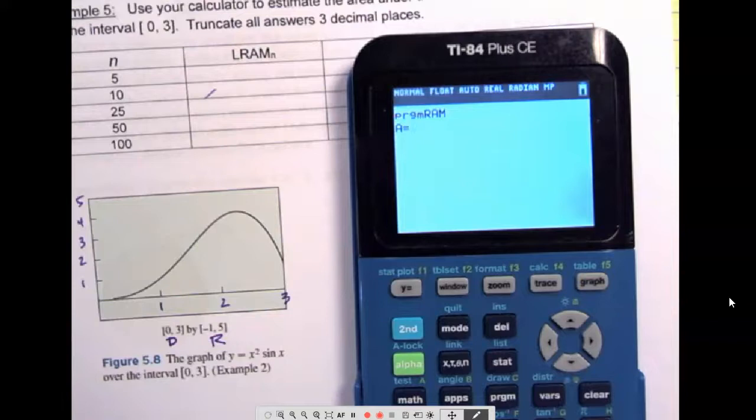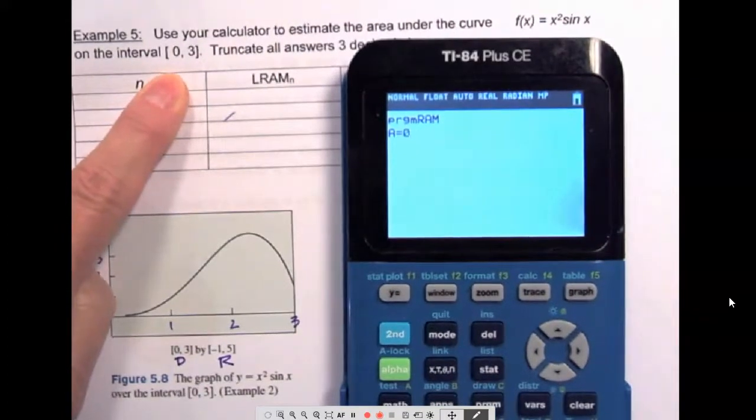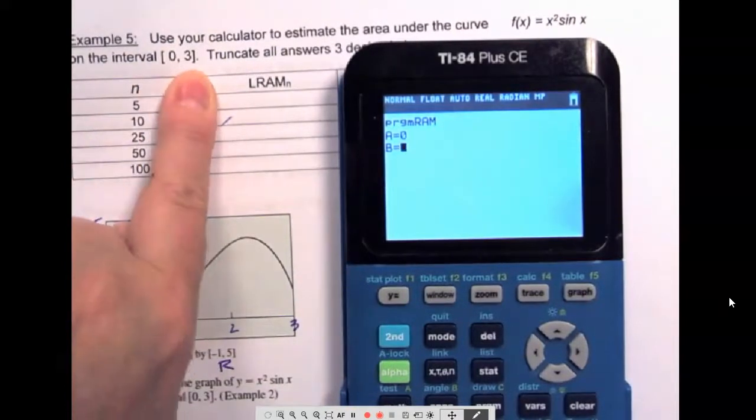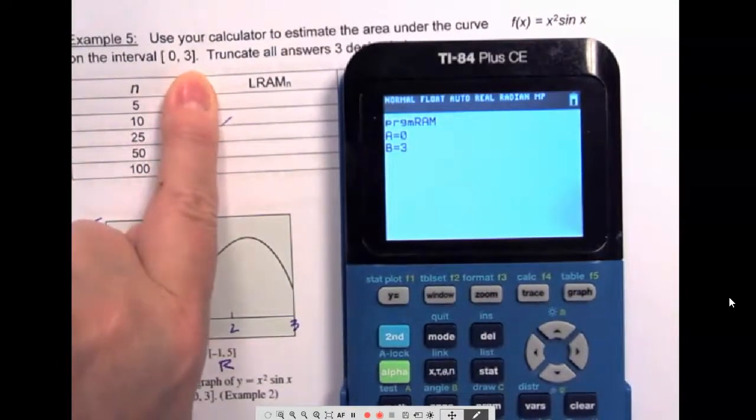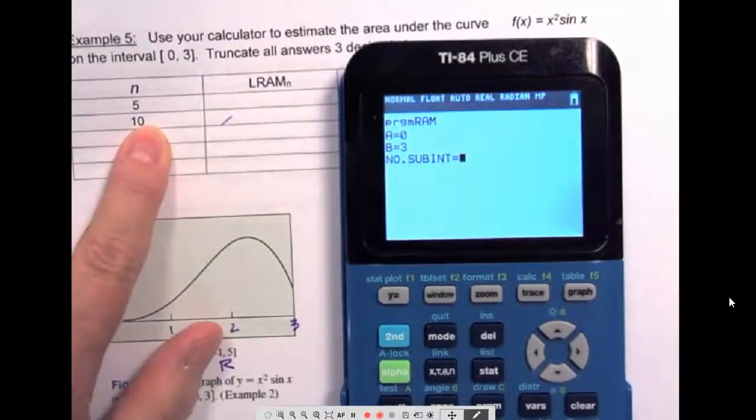What would you think? It's going to find the area. That's going to be called subintervals. It's going to be the low end of the X. So because I want to go from 0 to 3, I'll type in 0, enter. Now it wants B. That's the upper boundary of your X. Now it wants the number of subintervals. So I'll just start with 5 here.